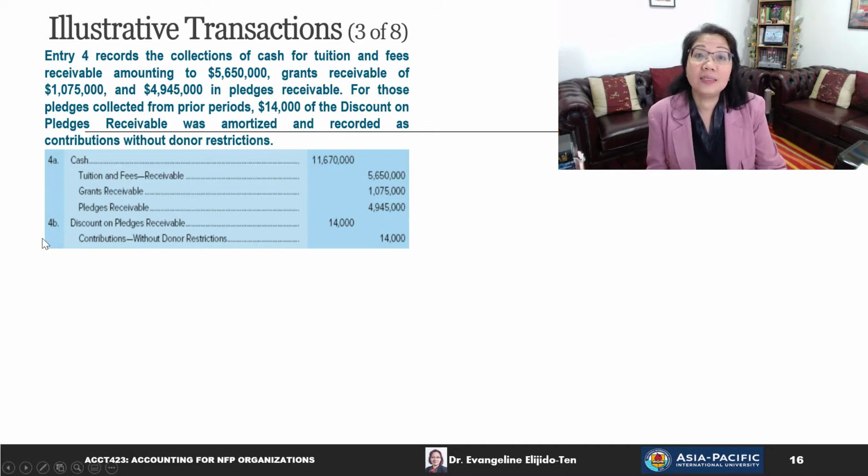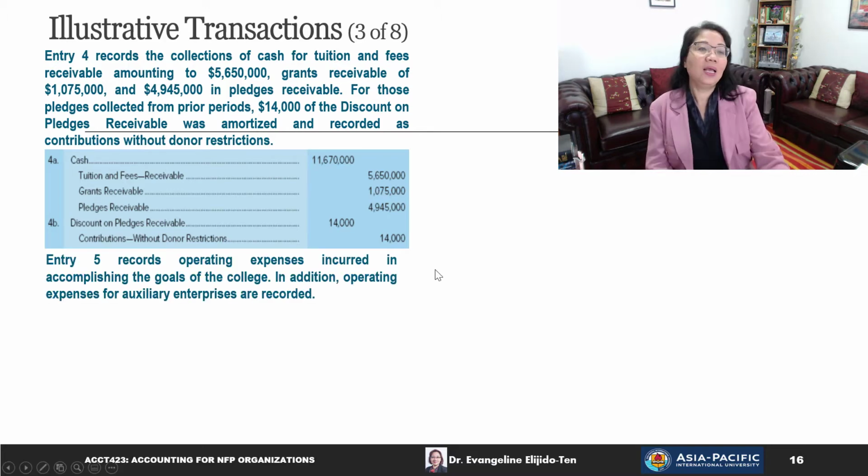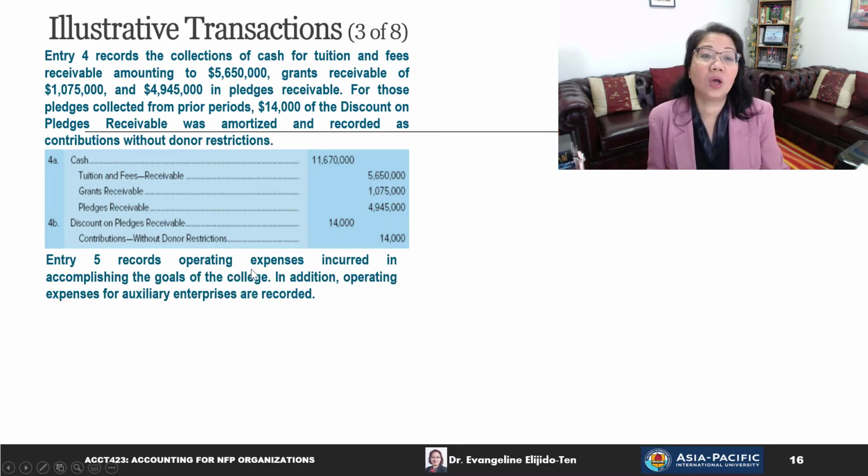The next set of entry pertains to the discount. So we'll debit discount on pledges receivable for $14,000, and our credit would be to contributions without donor restrictions for $14,000. Entry number 5 records the operating expenses incurred in accomplishing the goals of the college. So in addition, operating expenses for auxiliary enterprises are also recorded.